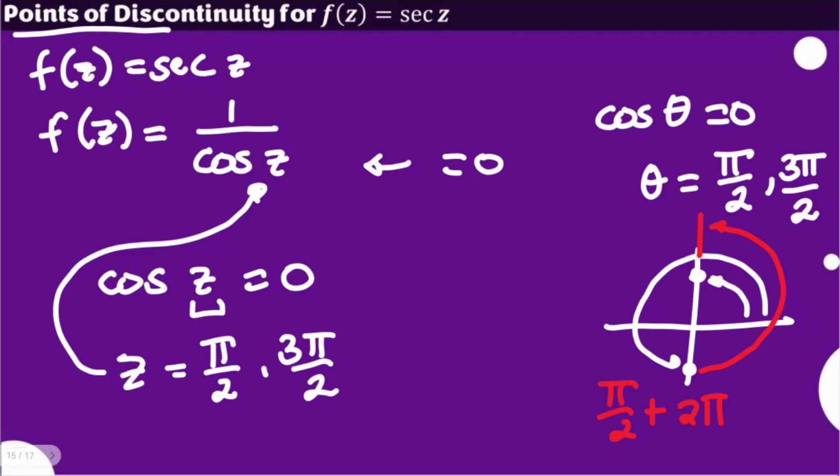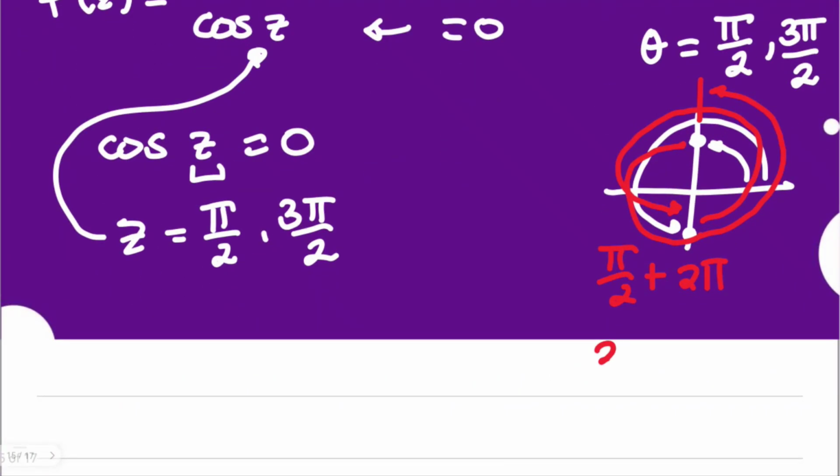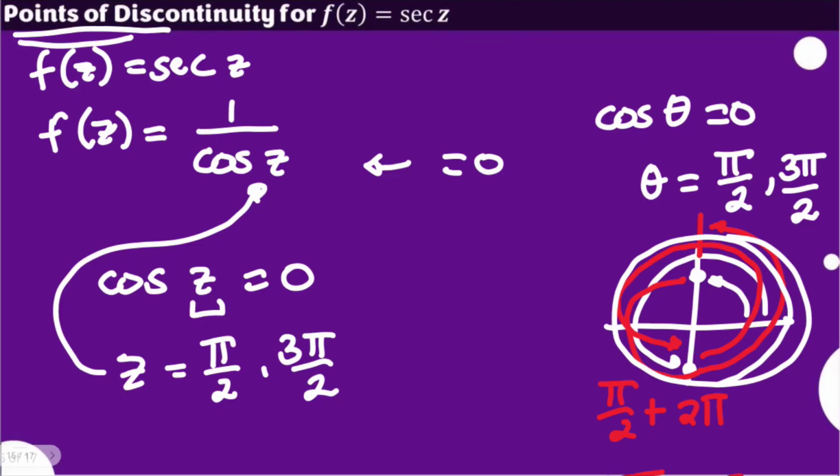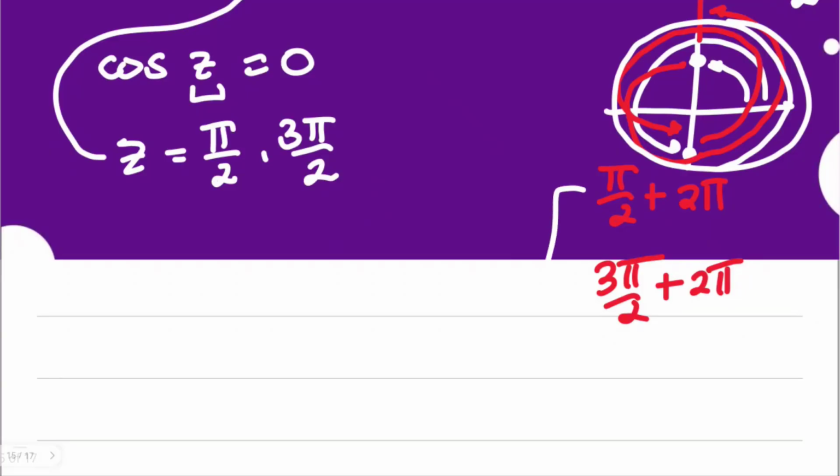Similarly, this is for pi over 2. Now for 3 pi over 2, the same thing: one revolution for that, we will have another value of 3 pi over 2 plus another 2 pi. And again, it doesn't have any interval limitations or boundary, so we can add additional revolutions, and so on and so forth. We are asked about the points of discontinuity. We don't have any interval, so we need to include all of them. How can we write all of this to represent the values of z?